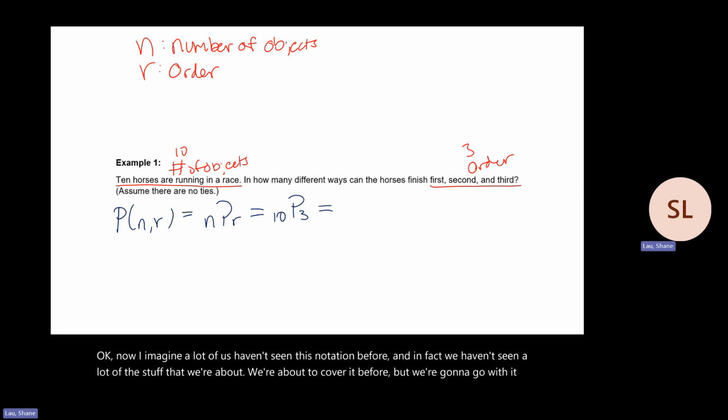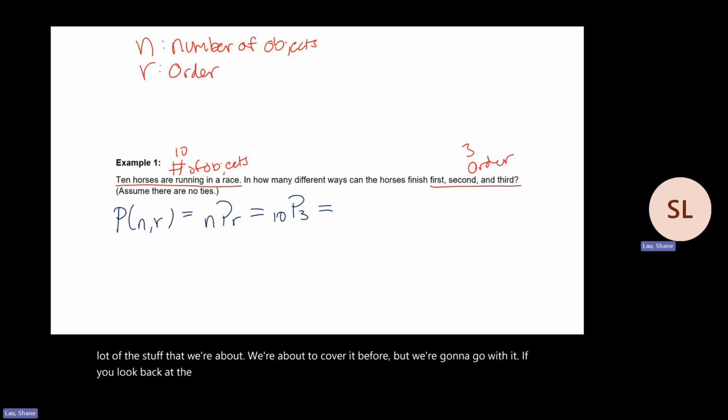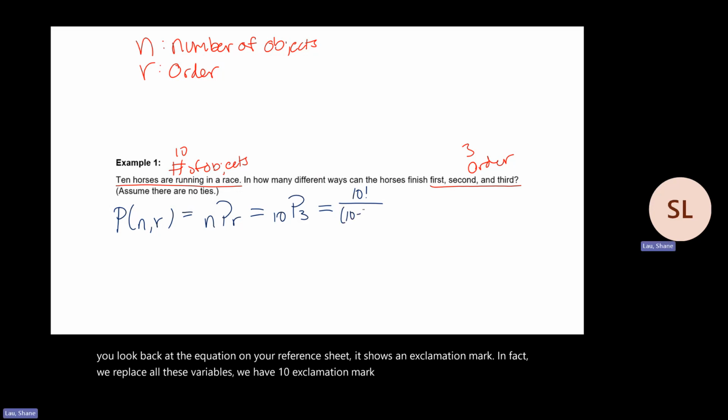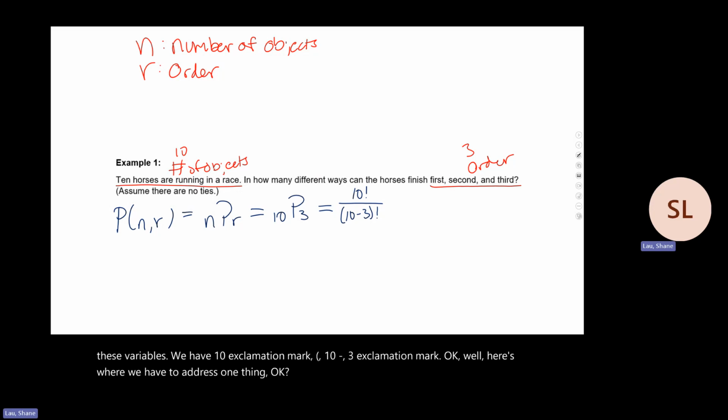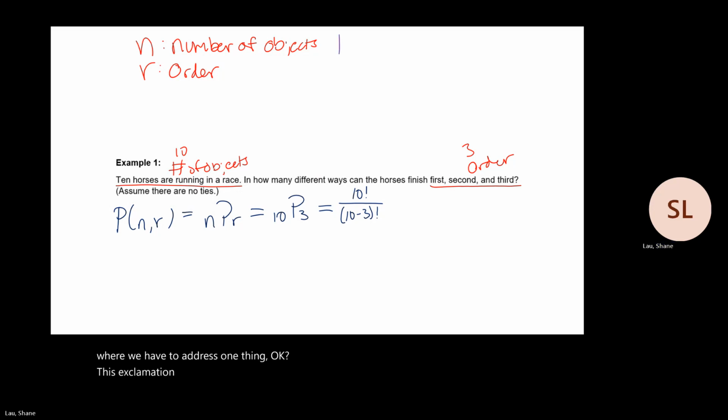If you look back at the equation on your reference sheet, it shows an exclamation mark. And if we replace all these variables, we have 10 exclamation mark, parentheses 10 minus 3 exclamation mark. Well, here's where we have to address one thing. This exclamation mark is called the factorial.